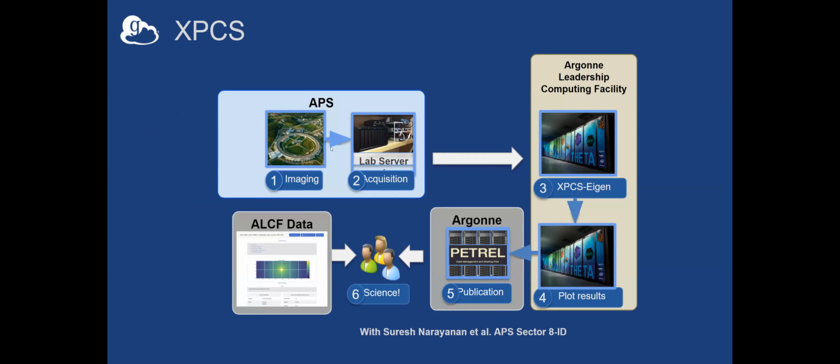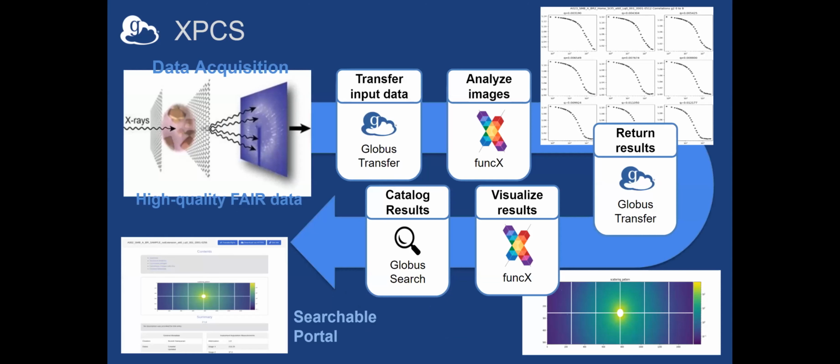We have the APS, they are generating data. This data is being transferred to RCF. It actually gets processed at RCF. The results are plotted, sent to Petrel, and then published over a portal without the beamline scientists having to press any button. This is how it looks like in reality. You have this chain that is using a Globus transfer, and then a funcX function, and then another transfer, another funcX, and then ingesting that into a portal.